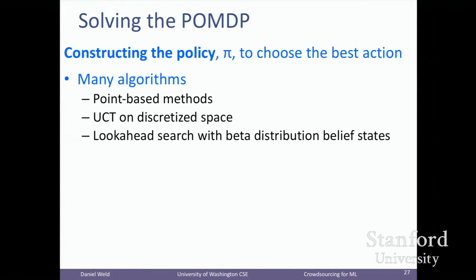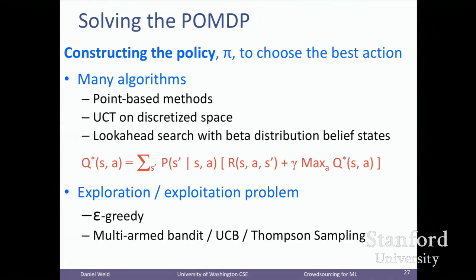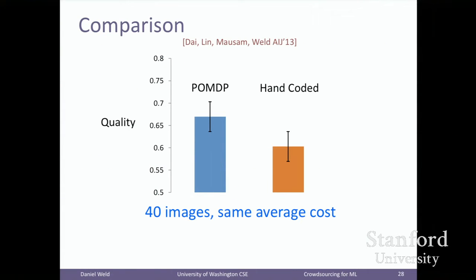There's a bunch of AI techniques for solving these things. They all revolve around Bellman's equations, and fundamental to reinforcement learning is solving this exploration trade-off. And I'm going to skip over all of these techniques because they're more AI techniques than HCI techniques. Here's the results when we applied this and compared it to the model that Greg used.